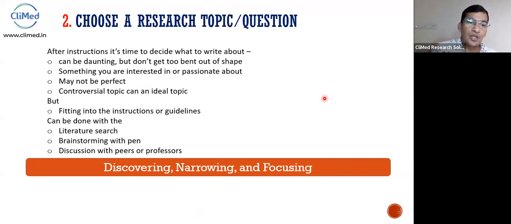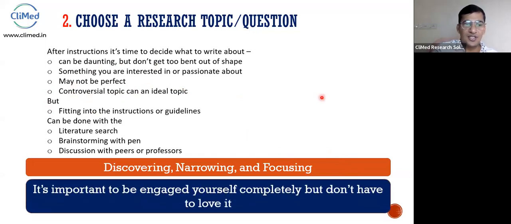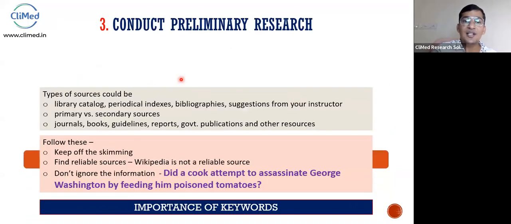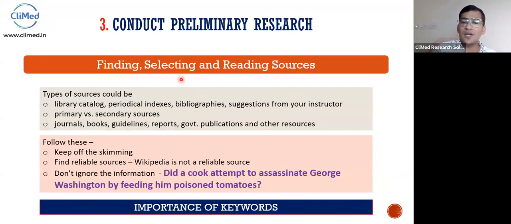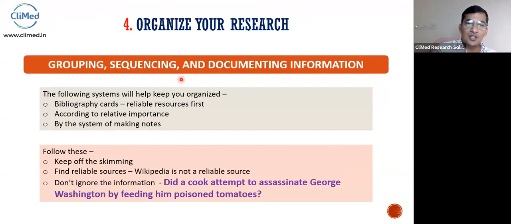Okay, so that topic through any time is not needed. It is important to be engaged yourself completely, but you don't have to love it. I'll explain that later. The third thing is to conduct the preliminary research. I think we did the preliminary research properly yesterday, right? Use the keywords and then organize your research: grouping, sequencing, and documenting information.